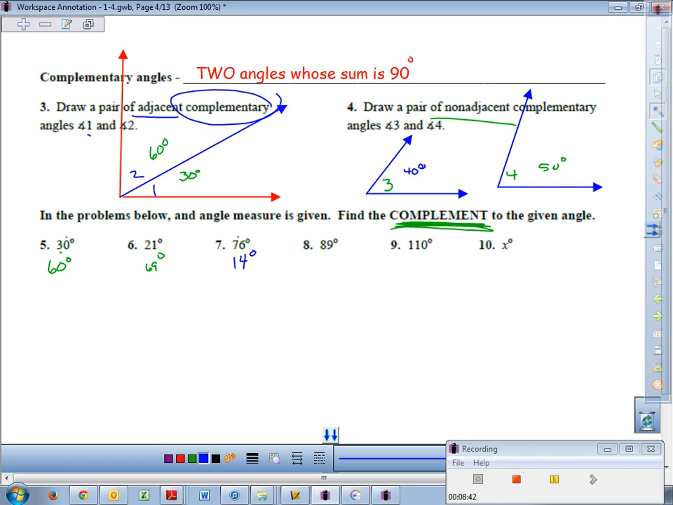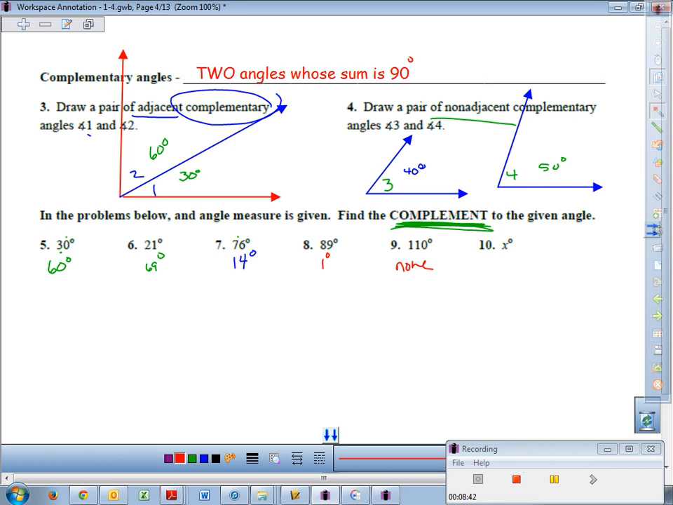With me? Get 8 done for me. What's the complement to an 89-degree angle? What is it? 1 degree. The complement to a 110-degree angle. What does complementary mean again? They've got to add up to equal 90 degrees. So to go from 110 to 90, I would need negative 20 degrees. Can that happen? Can an angle have a negative measure? So what's the complement to a 110-degree angle? There is none. It doesn't have a complement. Not every angle in the world has a complement. It's more than 90 in the first place.